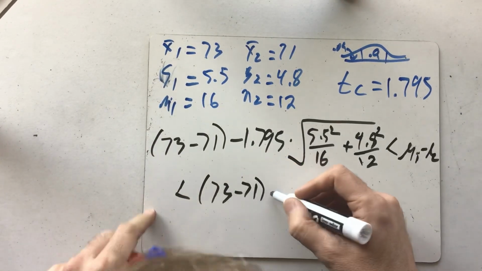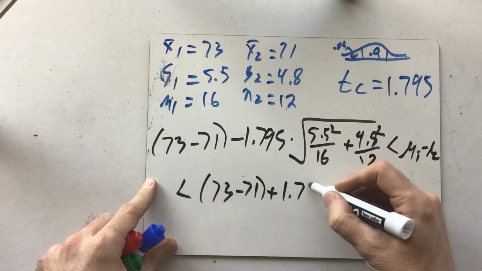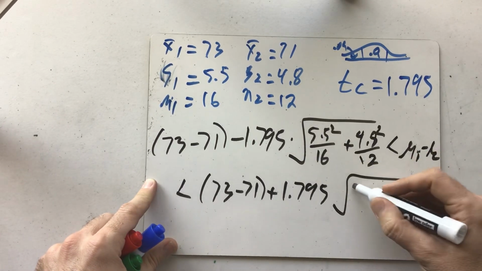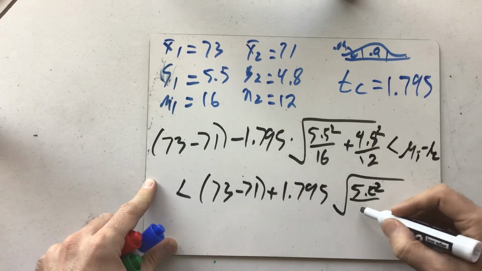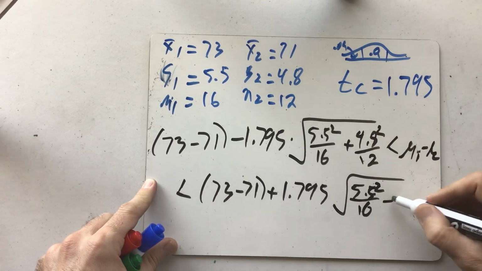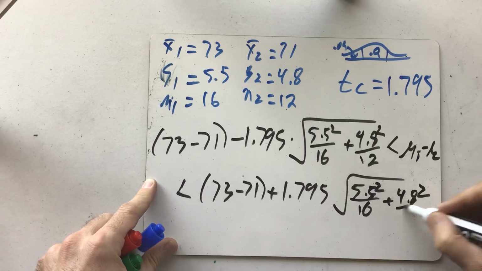73 minus 71 plus 1.795 square root of 5.5 squared over 16 plus 4.8 squared over 12.